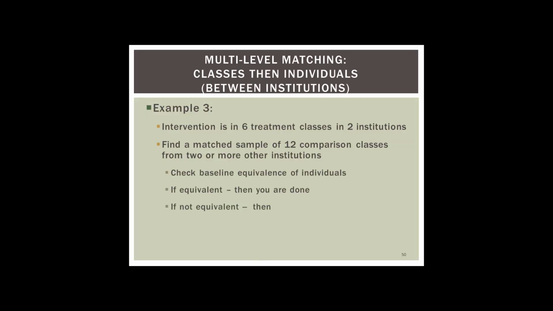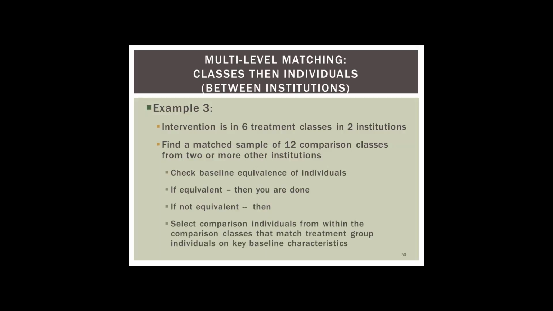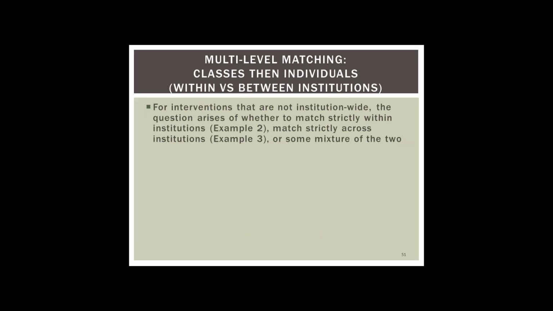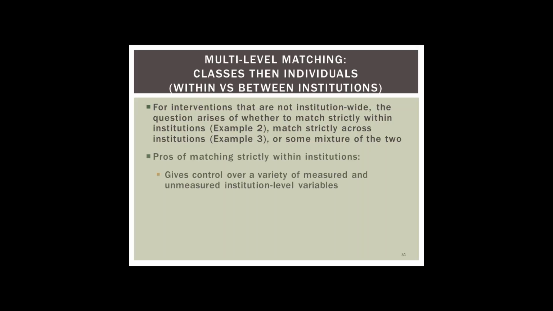If it's not, then you can select individuals at the student level that are similar. So in examples 2 and 3, there were considerations about whether to match within an institution or across institutions. And as you try to decide that, there are going to be some trade-offs that you're going to have to make. So if you match within institutions, you're basically controlling for observed and unobserved institutional level variables.